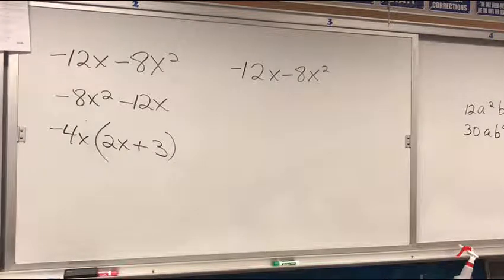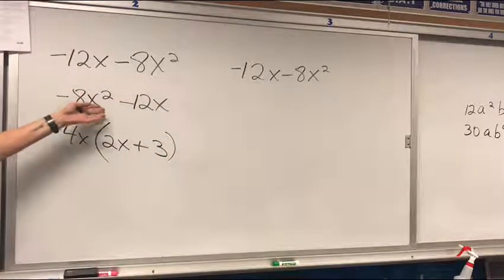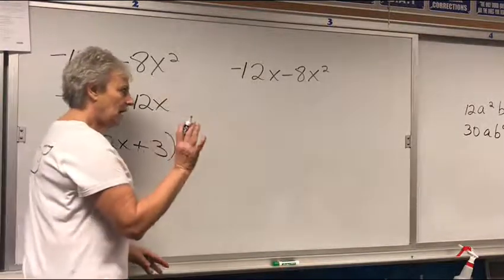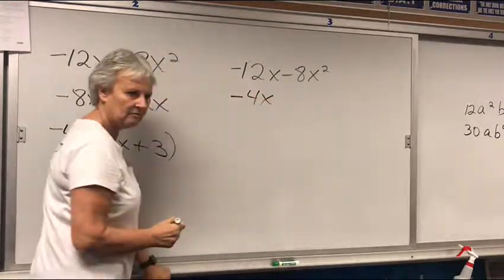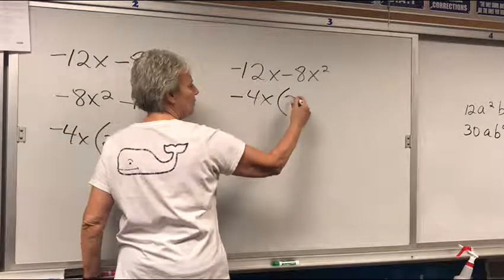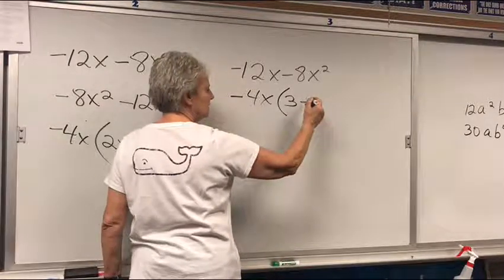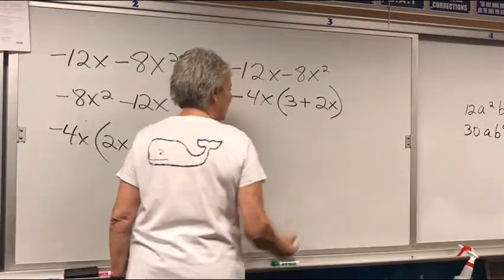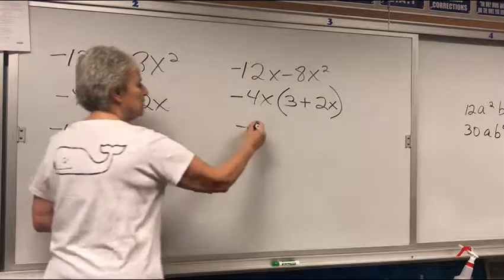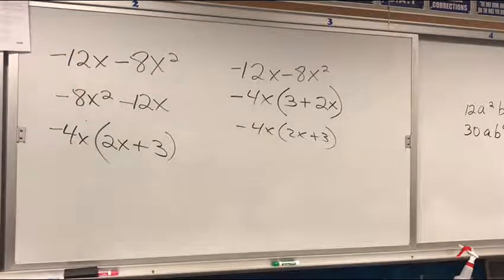That's factored correctly. Now let's go over here and say, oh, I forgot to put it in order. I'll show you how to fix it if you forget to put it in order. We're still going to pull out negative 4x. In this case, we get 3 plus or minus 2x. And then all you have to do is remember to rewrite it now in the correct order. It doesn't matter when you do it, just as long as you do it.